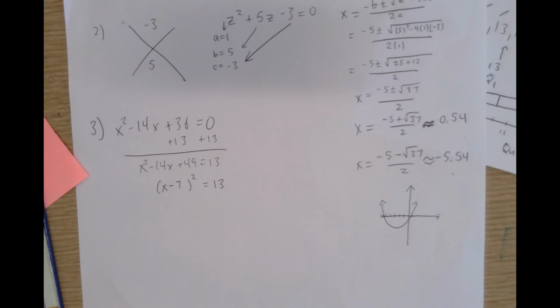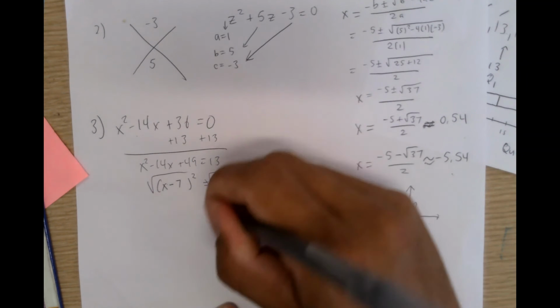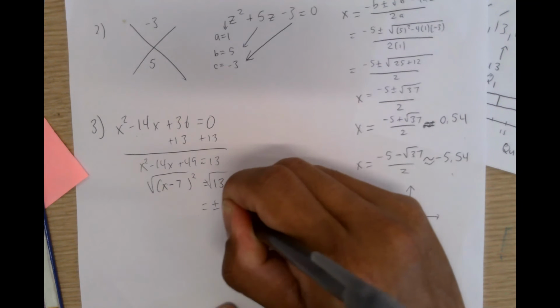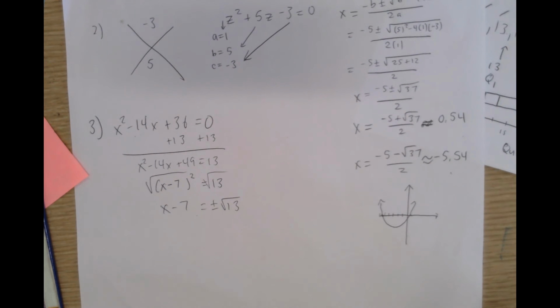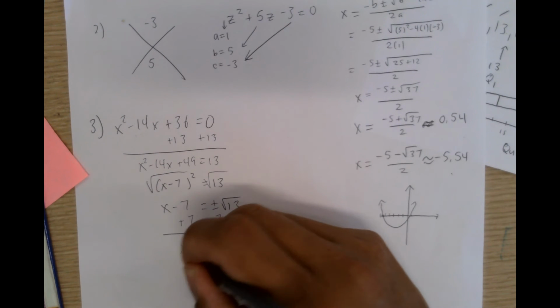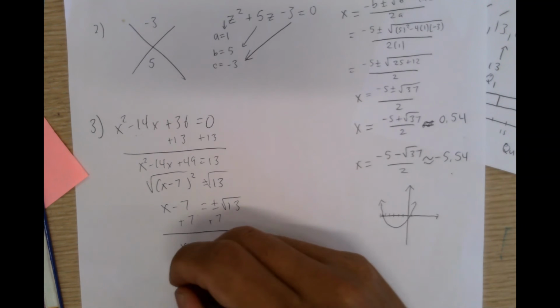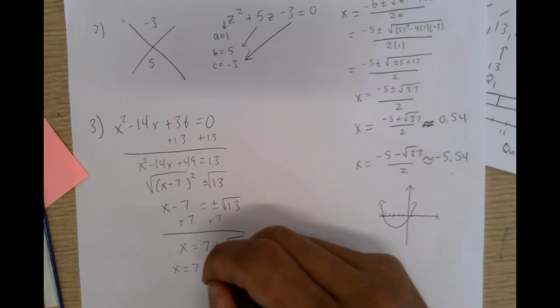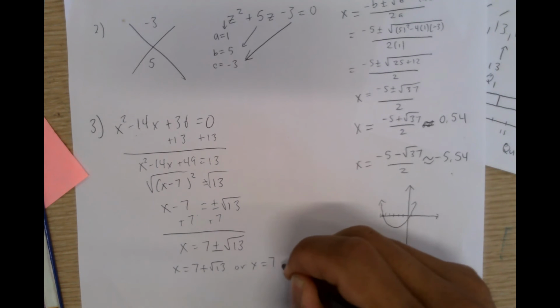So the next thing you would do is you would square root both sides. You would get x minus 7 equals plus or minus the square root of 13. You could add 7 to both sides, and you get x is equal to 7 plus or minus the square root of 13. Again, there are two answers, x equals 7 plus the square root of 13, or x equals 7 minus the square root of 13.